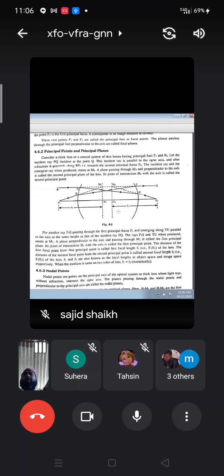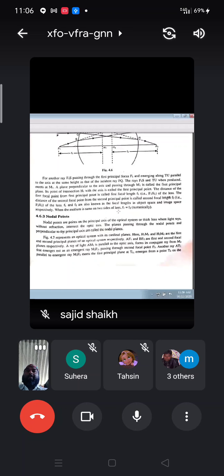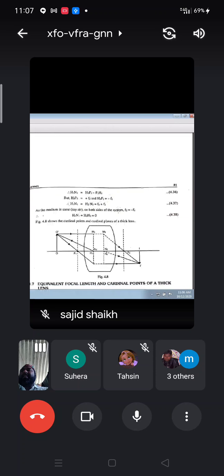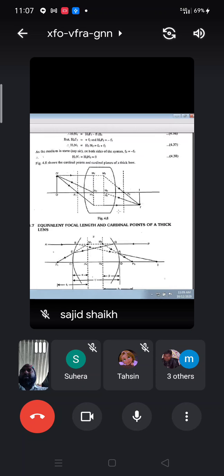Then the nodal points are the points on the principal axis of the optical system of the thick lens where light rays, without refraction, intersect the optic axis. These are called nodal points. The planes passing through the nodal points and perpendicular to the axis are called nodal planes. These definitions are important only for the MCQ. We are not going into detail of this part.